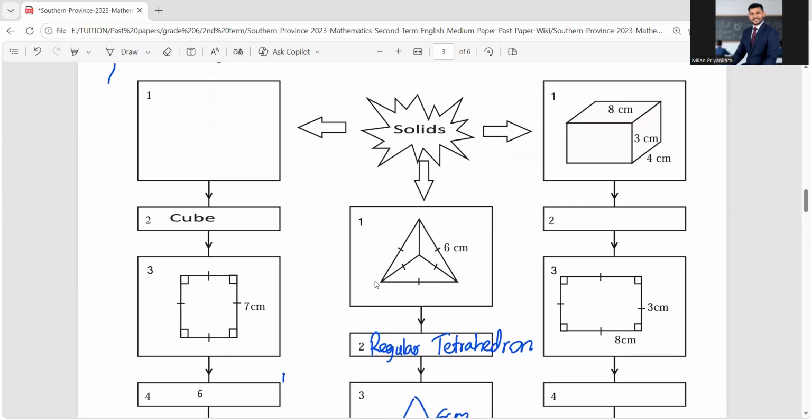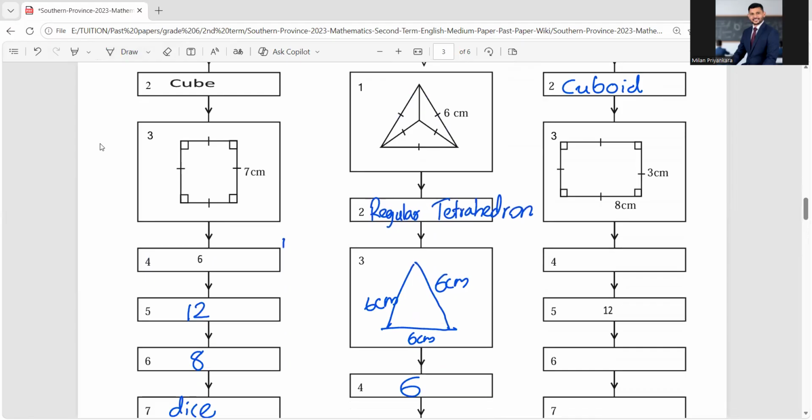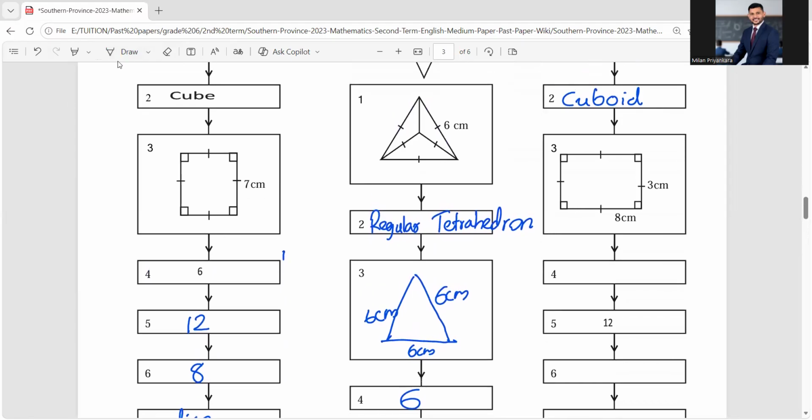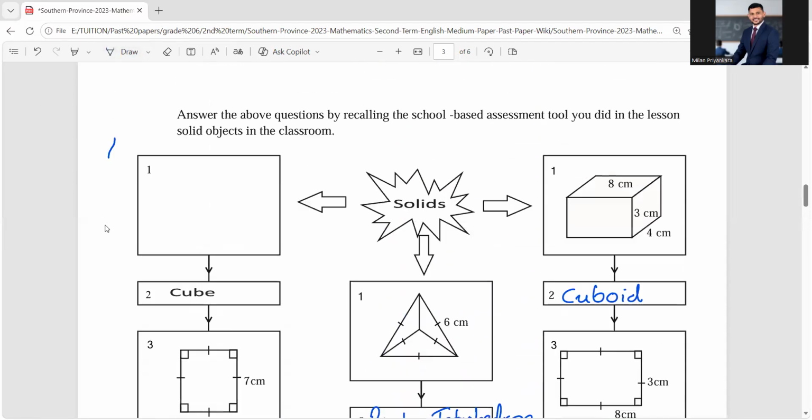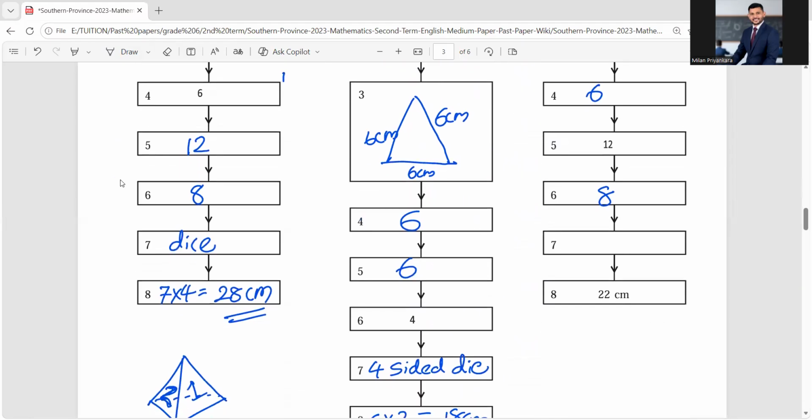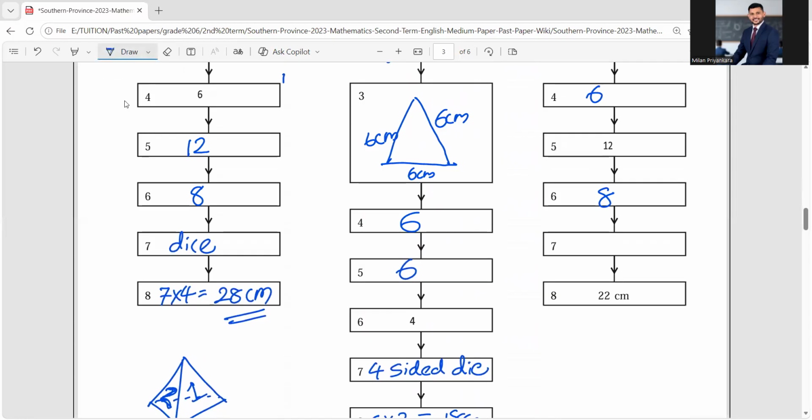And we have the next one. We know that its name is cuboid. This is the shape of the face. And the number of faces is the same as the cube. It is 6. Number of edges is 12. Number of vertices is 8, the same as the cube. On the 7th, you have an example. So we can take examples like a pencil box.